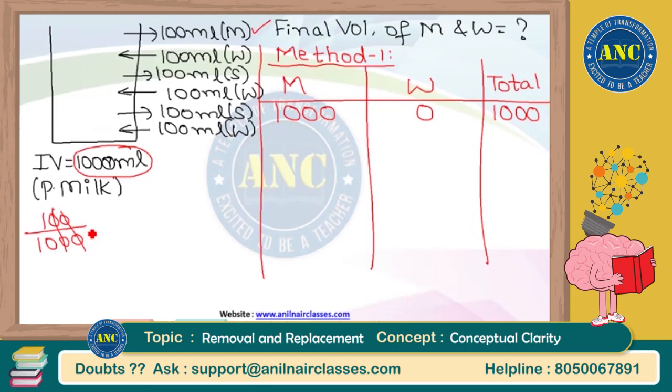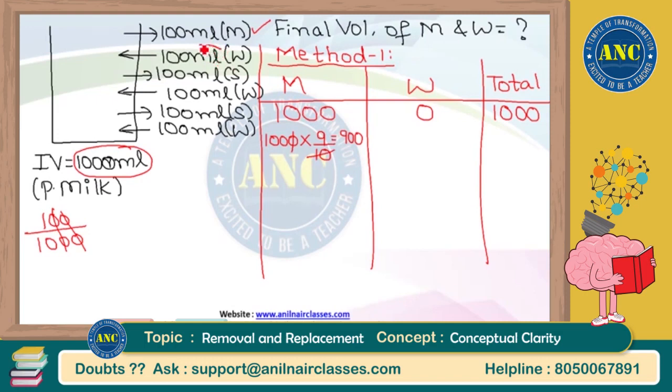1 by 10 of milk is taken out. Remaining is 9 by 10. That means initially it is 1000. For this 1000, 1 by 10 is taken out. Remaining inside the vessel is 9 by 10. So 10 into 1, 10 into 100. So 100 into 9. Remaining milk inside the vessel right now is 900.